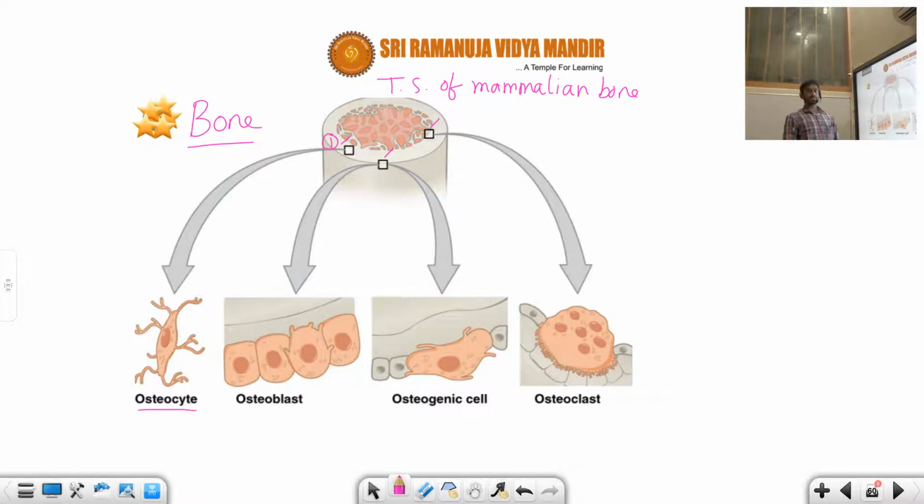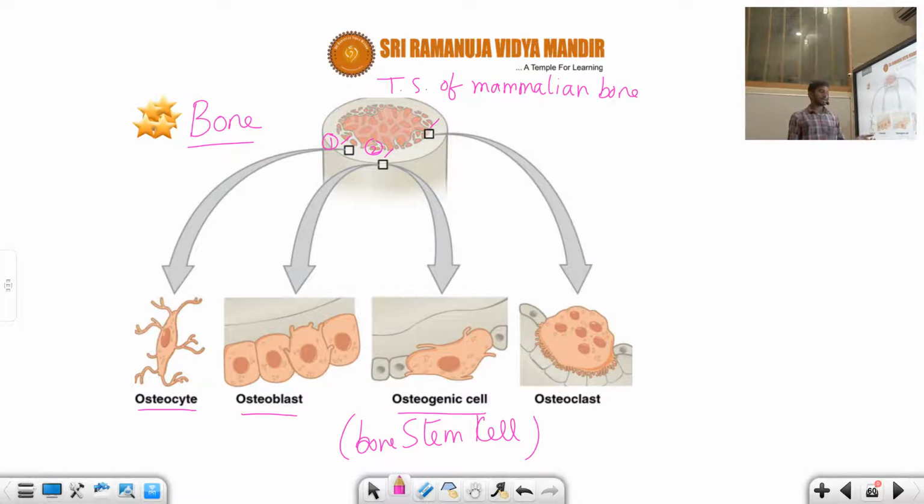What is the meaning of osteocyte? It is a bone cell. Osteoblast continuously divides to form osteocyte. Now you can see the other part marked by this arrow. The second part is called the osteoblast. Osteoblast is followed by the osteogenic cell. The osteogenic cell is simply a stem cell. It is also called the bone stem cell.